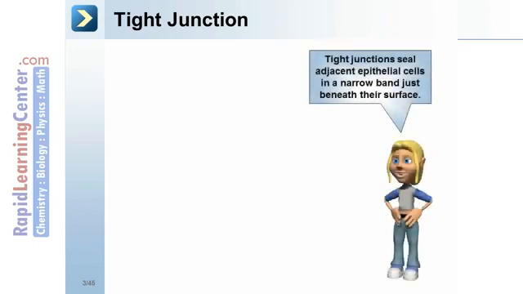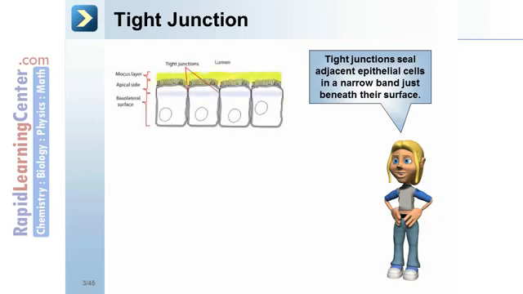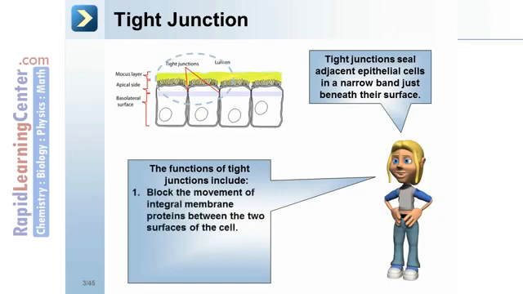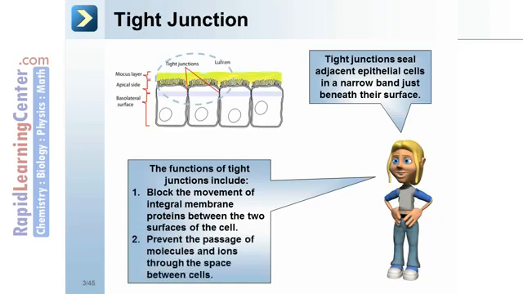Tight junction. Tight junctions seal adjacent epithelial cells in a narrow band just beneath their surface. See how the tight junctions are between these different epithelial cells. The functions of tight junctions include: block the movement of integral membrane proteins between the 2 surfaces of the cell, prevent the passage of molecules and ions through the spaces between the cells.